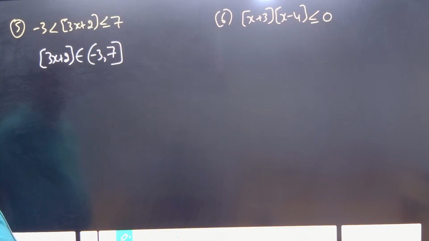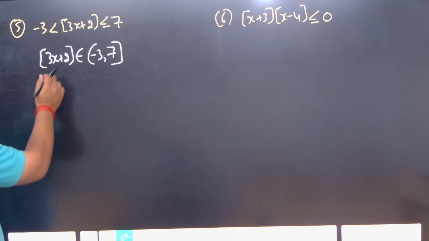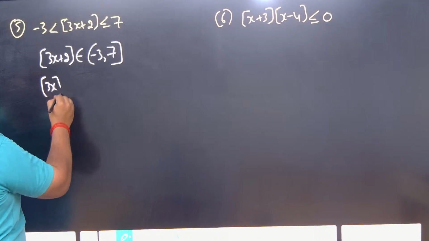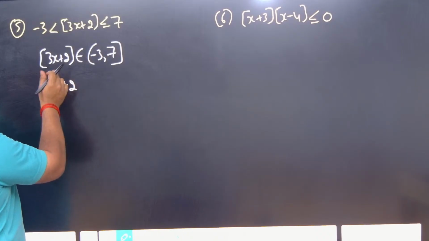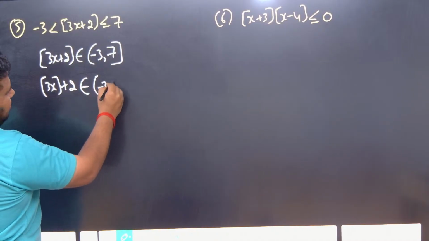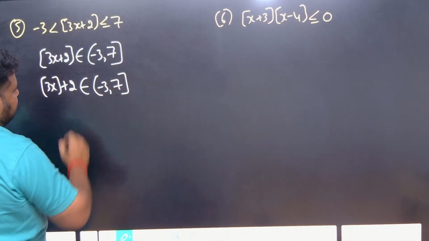Now observe carefully, I need step of x, not 3x plus 2. Here plus 2 is also there. So what can I do here, friends? This 3x plus 2, I can write it as step of 3x plus 2, because this is an integer, I am taking it outside. So it belongs to minus 3 comma 7. I am writing it like this.